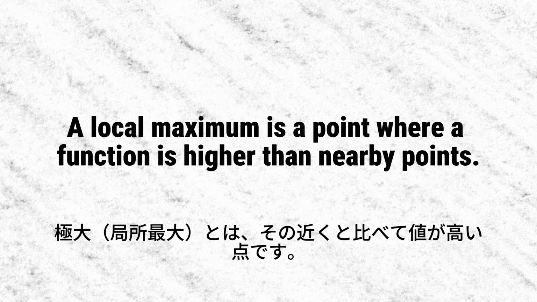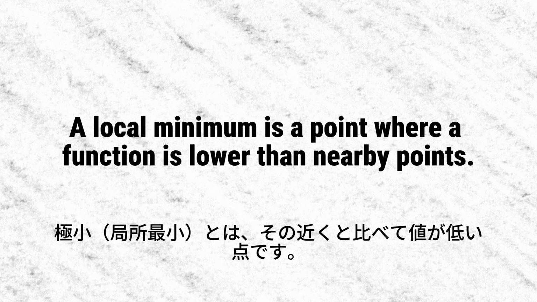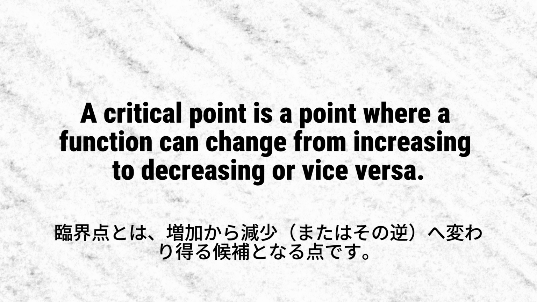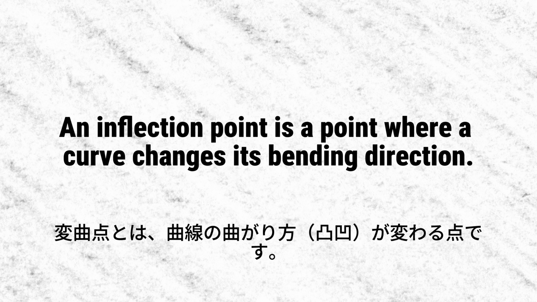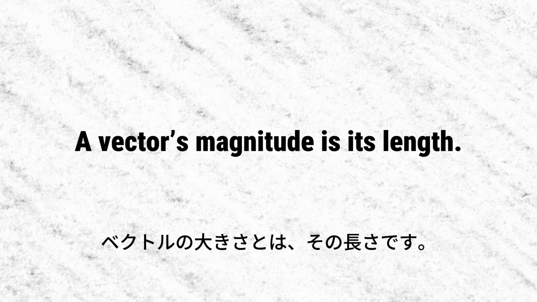A local maximum is a point where a function is higher than nearby points. A local minimum is a point where a function is lower than nearby points. A critical point is a point where a function can change from increasing to decreasing or vice versa. An inflection point is a point where a curve changes its bending direction. A vector's magnitude is its length.